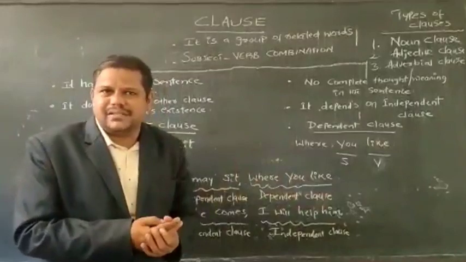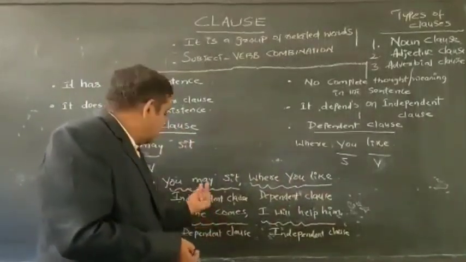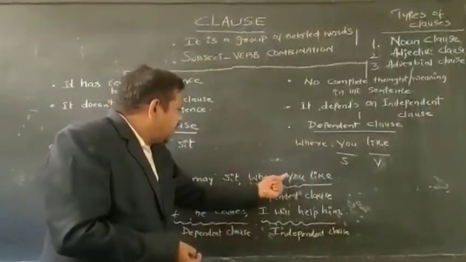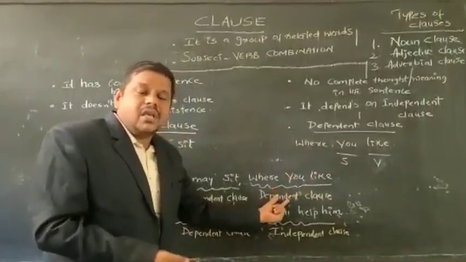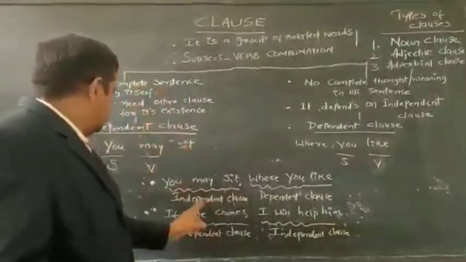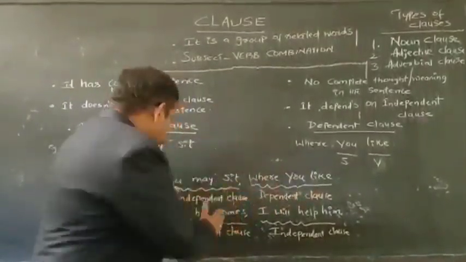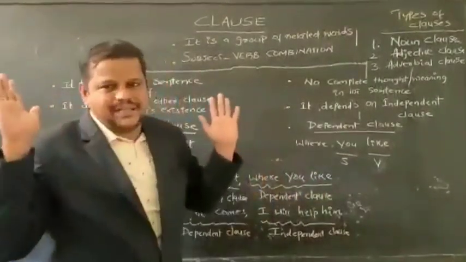It is a complete sentence. In that, the first part is what? The independent class, which contains a subject and verb combination. Whereas, where you like contains a subject and verb combination, this is a dependent class. If you see the whole sentence, that is called a class. That is, you may sit where you like. The first part is the independent class. The second part is the dependent class.